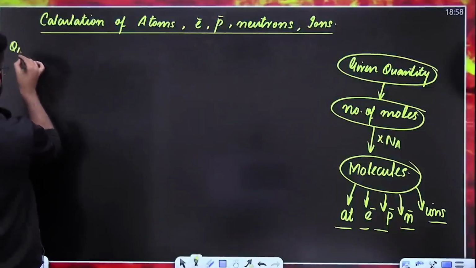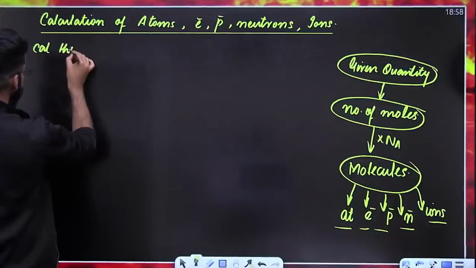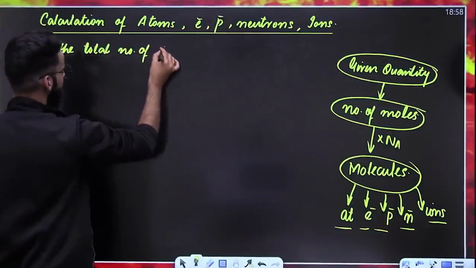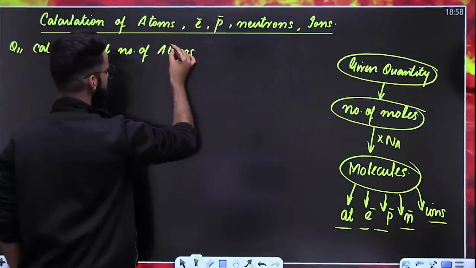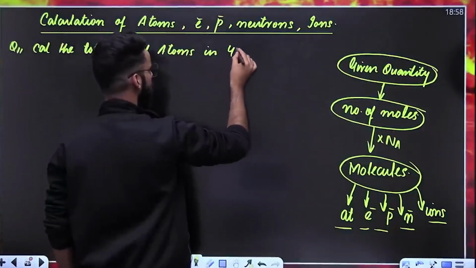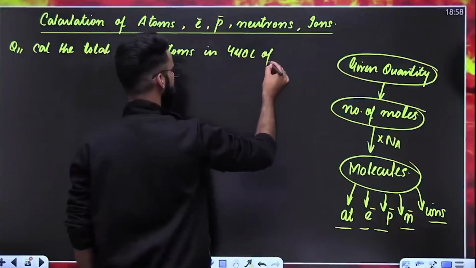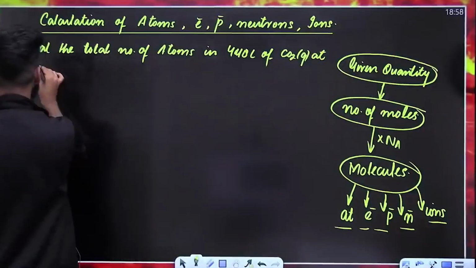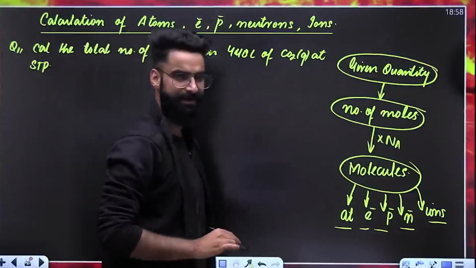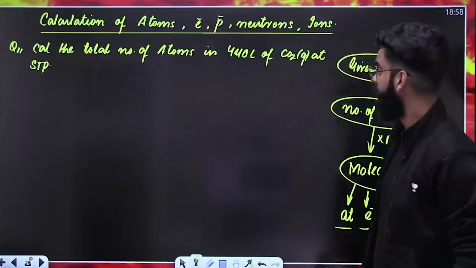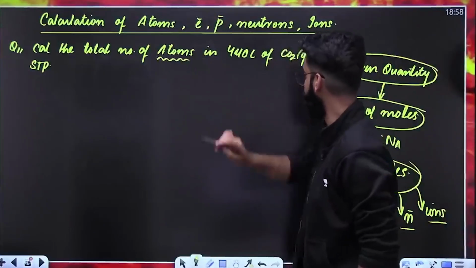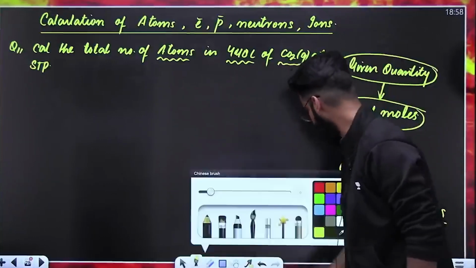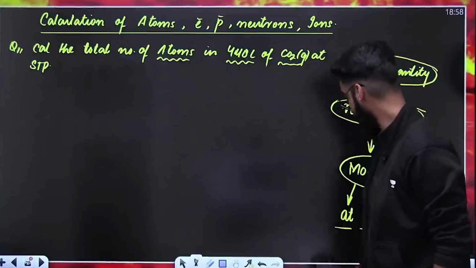For example, I'm writing one simple question. Calculate the total number of atoms present in 448 liters of carbon dioxide at STP. Read the question carefully. What are we supposed to calculate? We are supposed to calculate the total number of atoms present in 448 liters of carbon dioxide at STP. So we are supposed to calculate atoms.